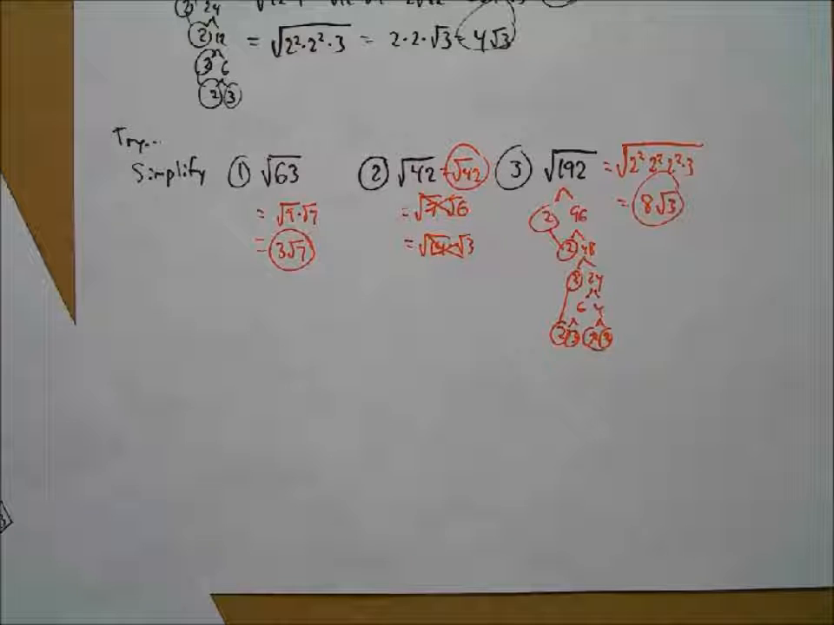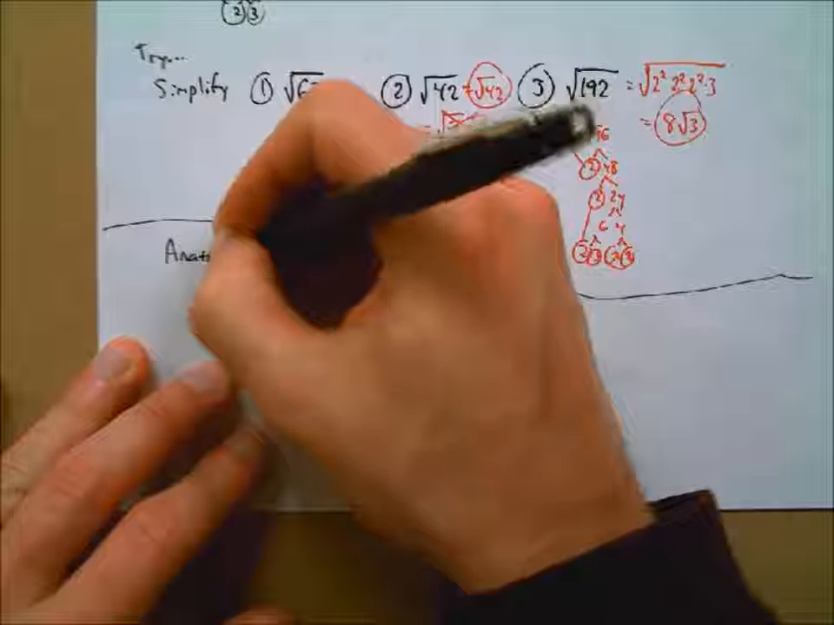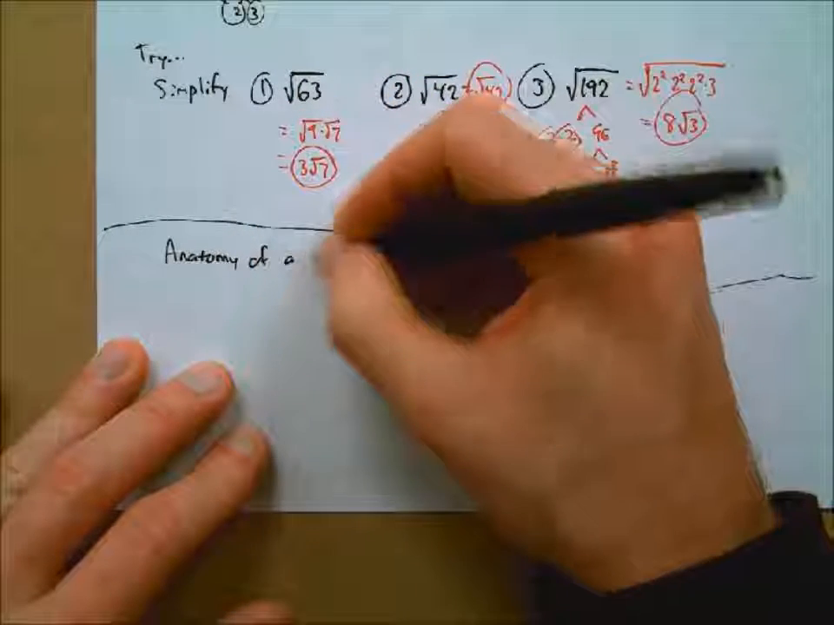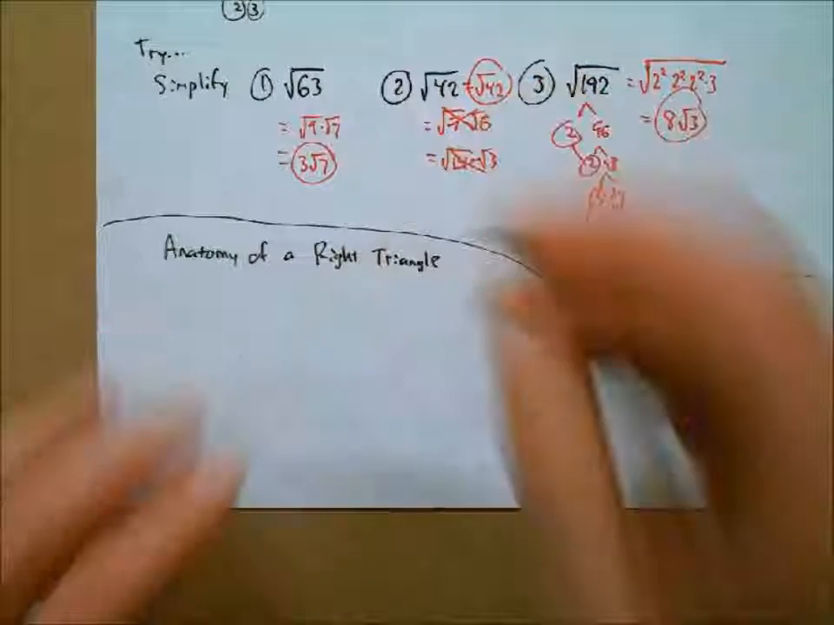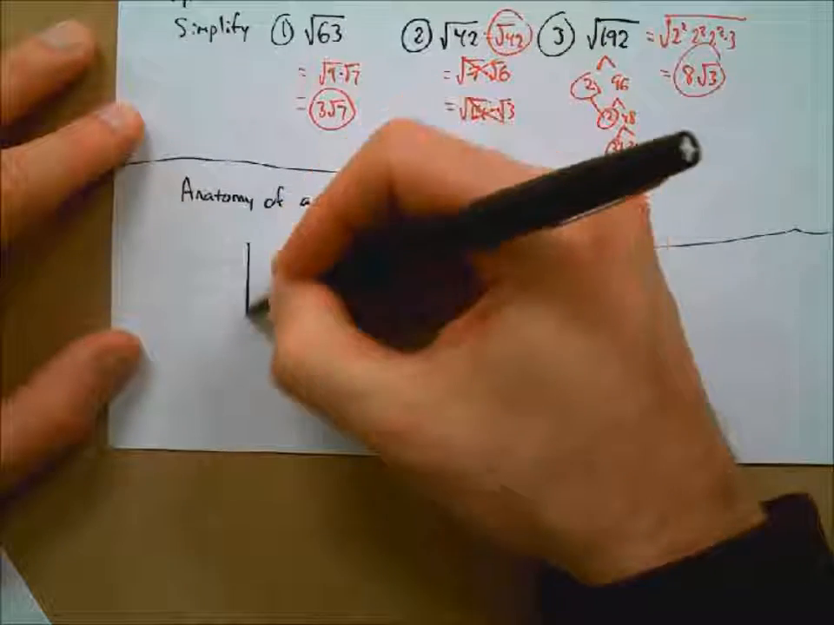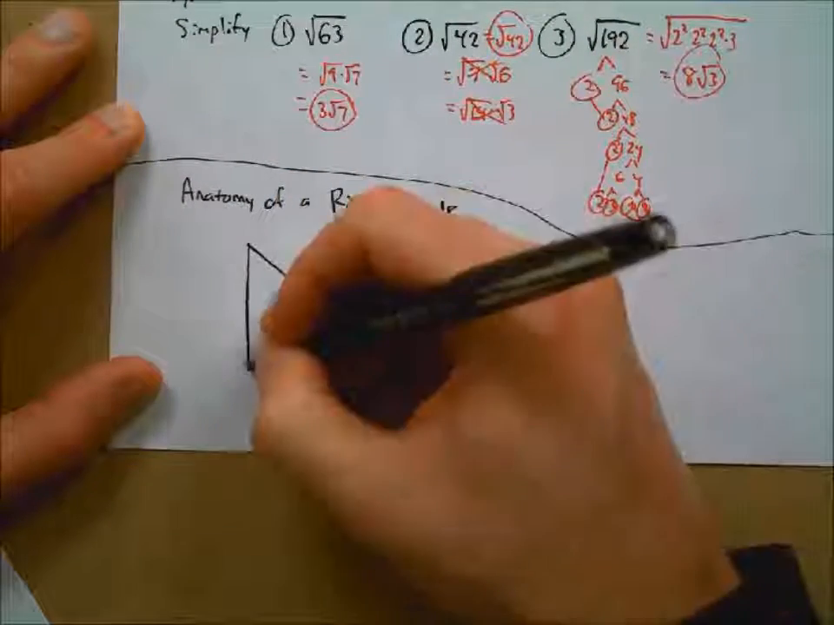Any questions on any of those? All right, we'll shift gears here a little bit, talk about the Pythagorean theorem and then the Converse Pythagorean theorem. But first I just want to briefly re-mention the anatomy of a right triangle. I believe you guys already know the names of these things, but we'll go over them again.